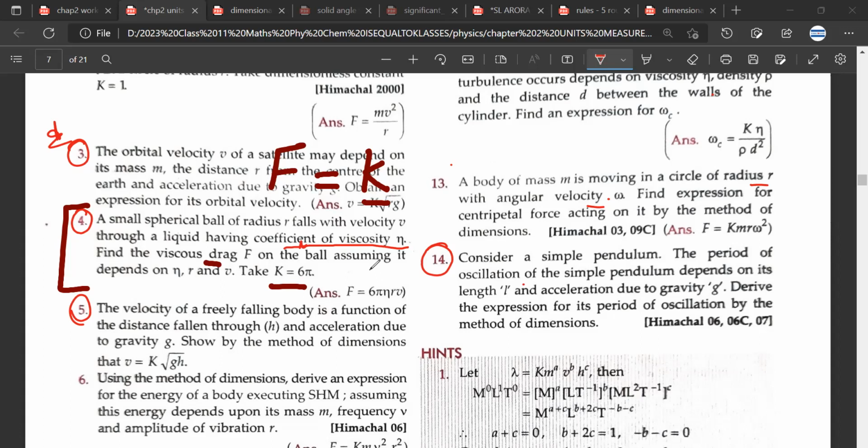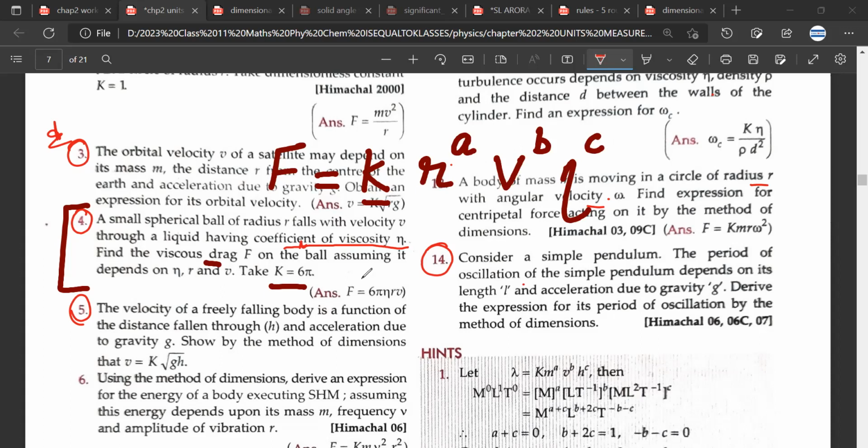So this force depends upon the radius r raised to power some value, the velocity v raised to power some value, and coefficient of viscosity neta raised to power some value c. And now using dimension analysis, I need to find the value of a, b, c.